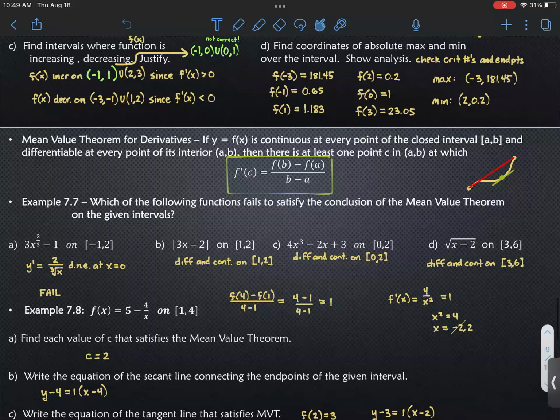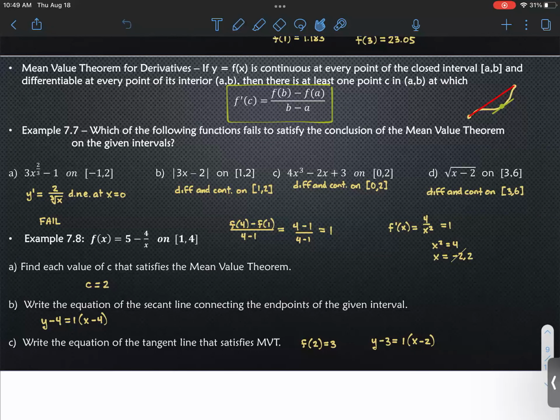One last slide reminds us of a very important theorem from Calc A, the mean value theorem for derivatives. It says, if a function is continuous at every point of a closed interval and differentiable for the corresponding open interval, meaning just the interior points, then there has to be at least one location, perhaps x equals c, within that interior interval at which f prime equals f of b minus f of a over b minus a.